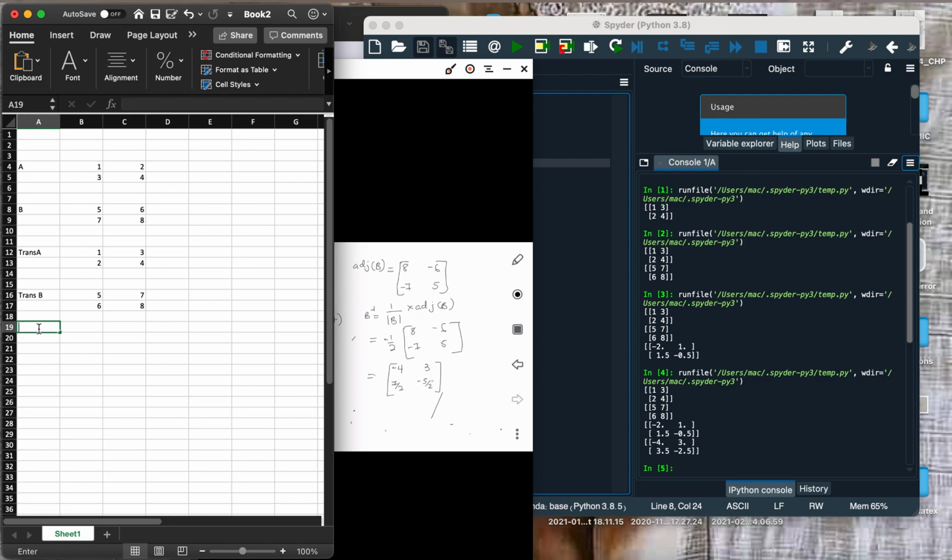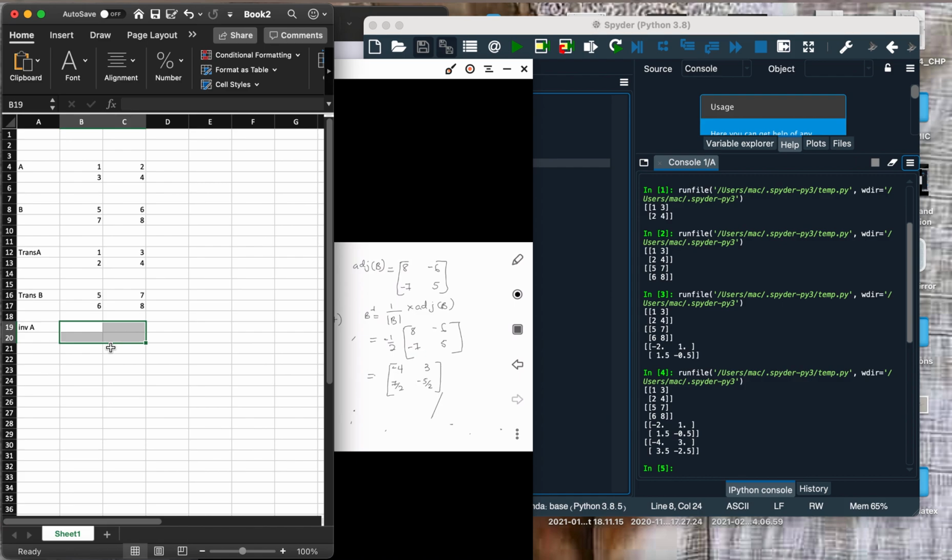Now, if we are trying to find the inverse of A using Excel, then we follow the same approach that we've been using when finding the addition, the subtraction, the transpose, and then the product. So to find the inverse of matrix A, we select the area which represents the dimension of our resulting matrix. Because it's a 2 by 2, we select a 2 by 2 grid.